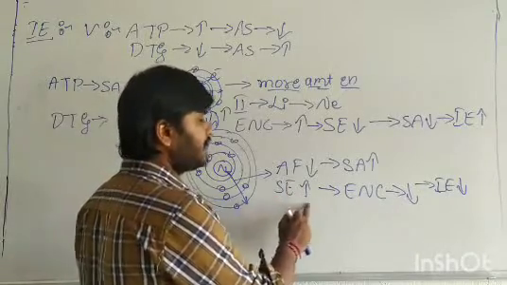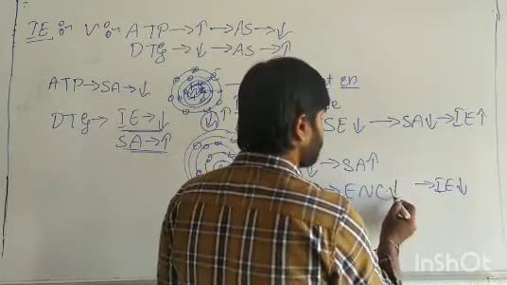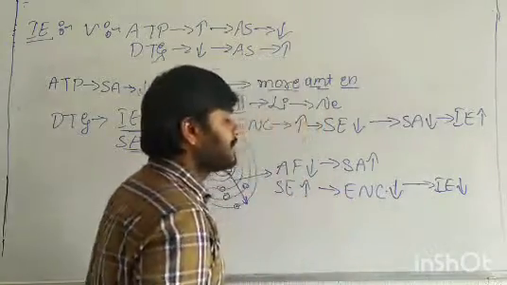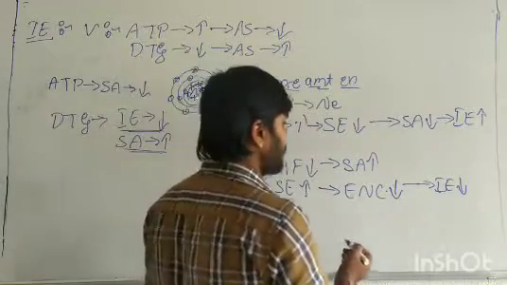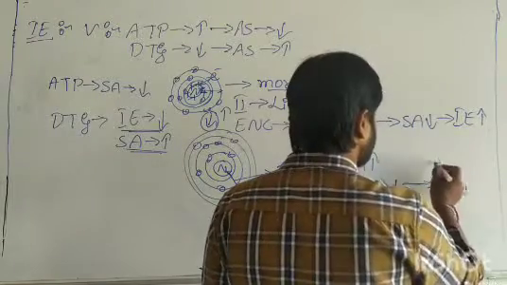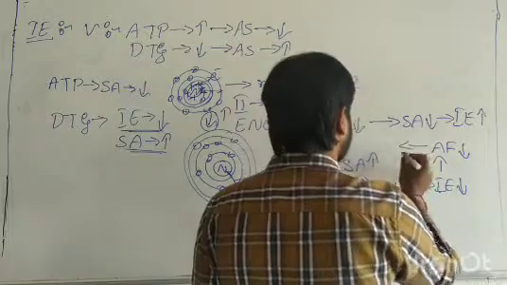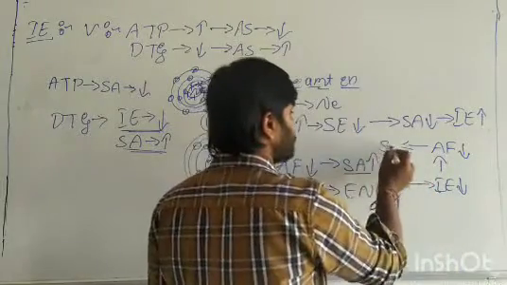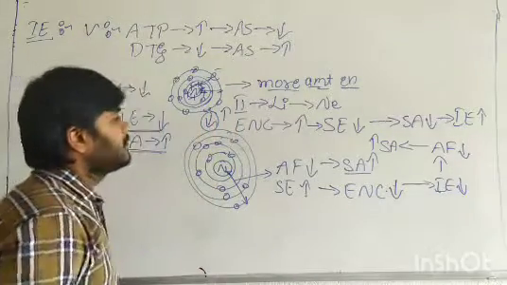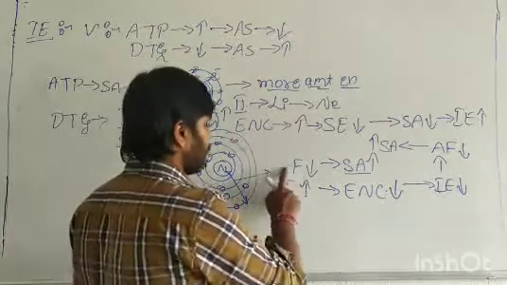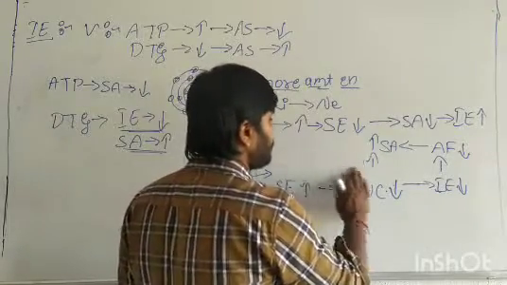Screening effect is more, effective nuclear charge will be less, and ionization enthalpy will also be less. And what about the attractive force? The attractive force will also be less. And what about the size of the atom? The size of the atom will be more. This is the complete picture of how ionization enthalpy varies along the period and down the group.